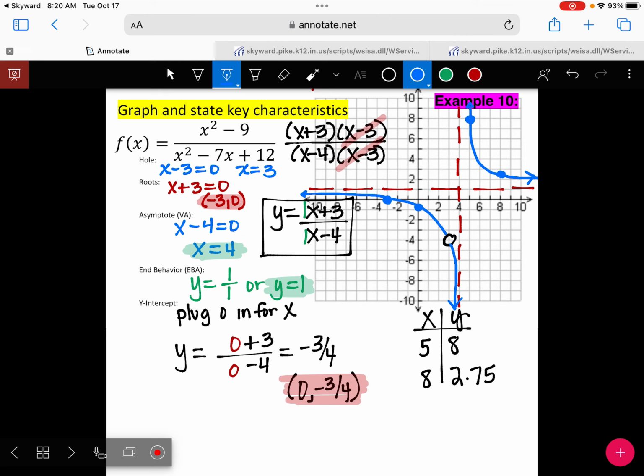All right, so now let's talk about top heavy and bottom heavy. So really quickly, now we're going to backtrack to example 6 and 7.